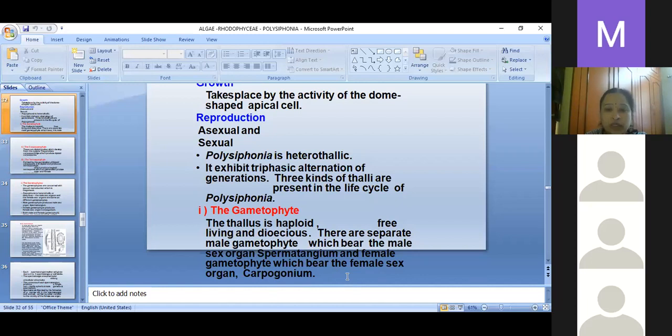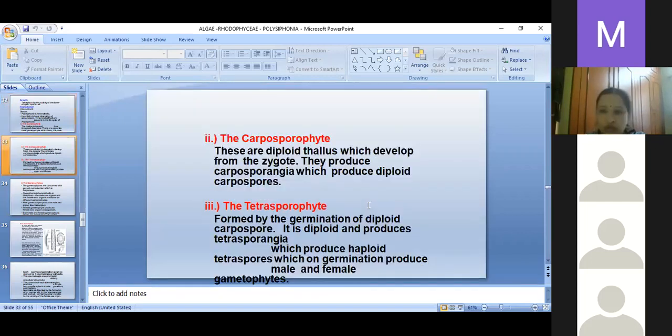If someone asks, in Polysiphonia, what is the male reproductive organ name? What is the female reproductive organ name? The male reproductive organ is spermatangia. The female reproductive organ is carpogonia. Tell me, what is the male reproductive organ name? Spermatangia. And the female? Carpogonia. Okay, it's clear now.